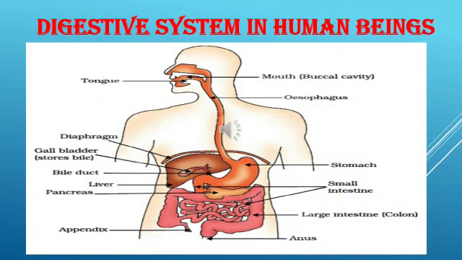Digestive system in human beings. Students, the food that is eaten passes from mouth to the anus through a long tube called the alimentary canal. The alimentary canal is a muscular tube about 10 meters long. Its various parts are mouth, esophagus, stomach, small intestine, large intestine, rectum, and anus.